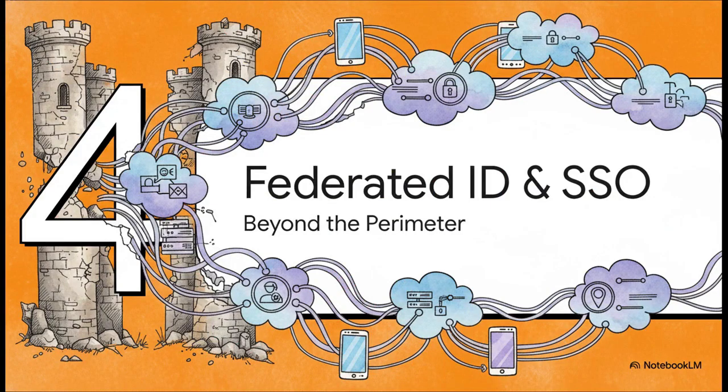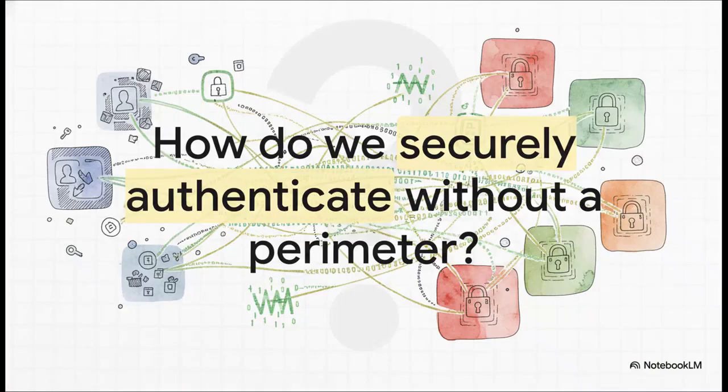Moving on to Section 4, Federated Identity and SSO. We're shifting away from localized castle walls to the modern challenge of borderless cloud networks. And this poses a massive, absolutely critical question for security engineers. How do we securely authenticate an identity when there is no longer a localized physical network perimeter to protect, when everyone is everywhere? The answer lies in identity federation, establishing a mutual, cryptographically verified chain of trust across completely disparate organizations and external cloud services.